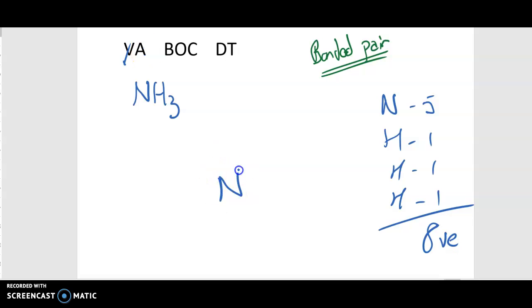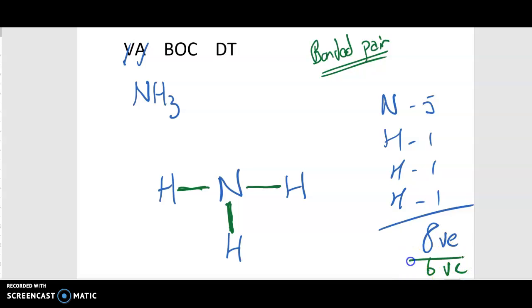I'm going to arrange them in space. I think there's 1 nitrogen and 3 hydrogens, so I'm going to just have a bit of a stab in the dark, do it like that. I'm going to stick 1 bond to hold these things together. That requires 2 electrons. So I've now used 6 of my electrons. Great, that's my bond.